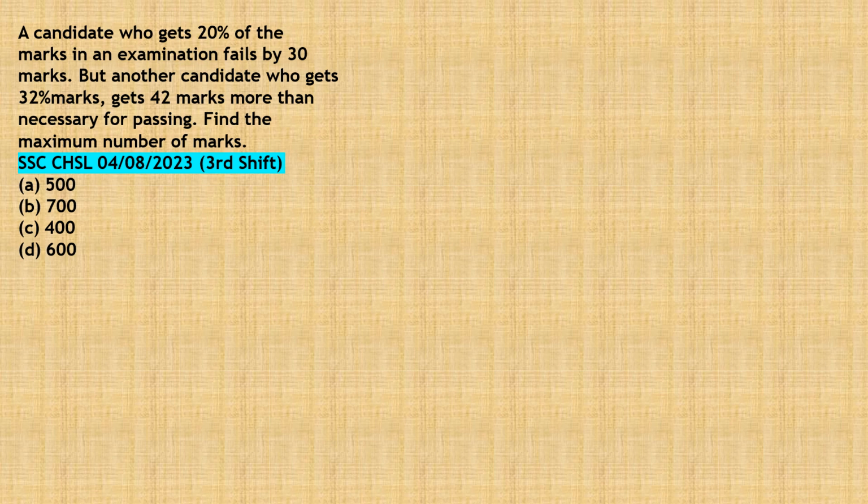A candidate who got 20% of the marks in an examination fails by 30 marks, but another candidate who gets 32% marks gets 42 marks more than necessary for passing. Find the maximum number of marks. Here we are asked to find the maximum number, that is 100%.